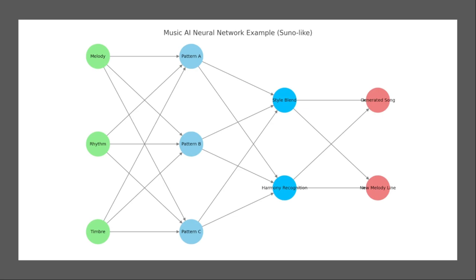The hidden layer that you see here, which is the blue, we can say this is A, B, and C, representing patterns. The AI transforms inputs into basic patterns, intervals, beats, timbre clusters, and each neuron is like a detector for small chunks of musical information.